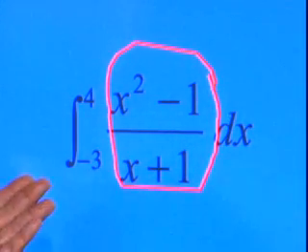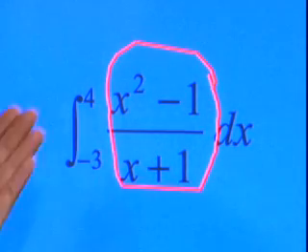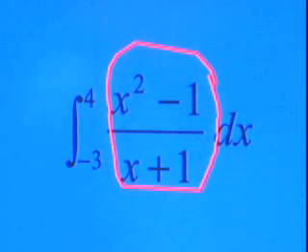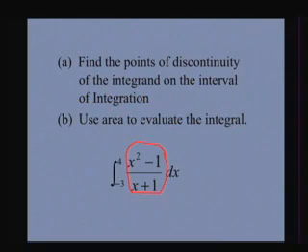So you have the integral from negative 3 to 4 of x squared minus 1 over x plus 1 dx. Pause the video while you work on this problem, and when you are finished, restart the video to check your solution.